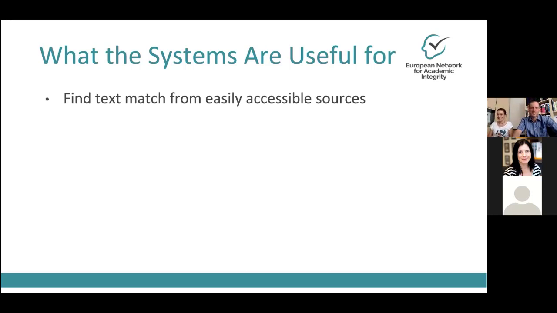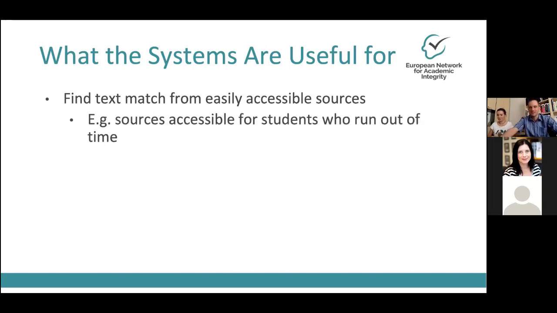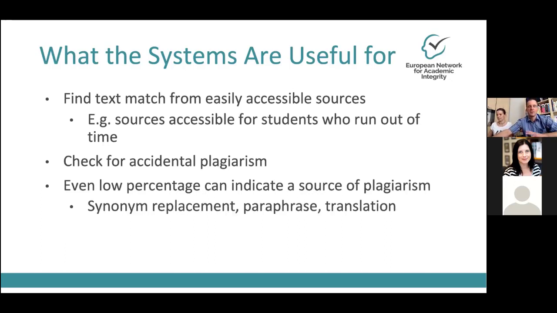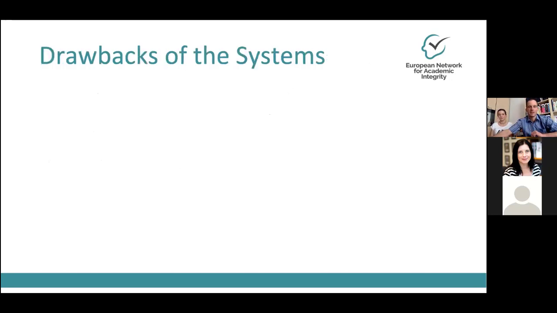So as we could see, the systems find text matches from easily accessible sources, but the good news is that easily accessible sources are also easily accessible for students who run out of time, and we know from research that running out of time is among the top causes of plagiarism. The systems can check for accidental plagiarism, and what is also important, even a low percentage can indicate a source of plagiarism. It might be a case of synonym replacement, paraphrase, or translation.